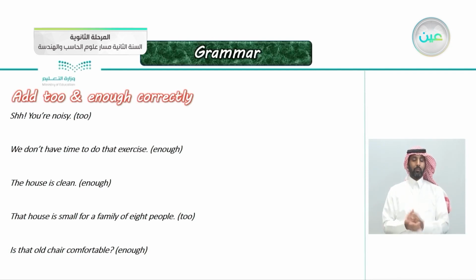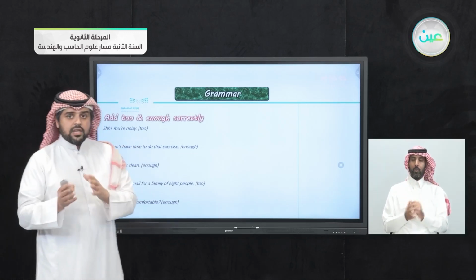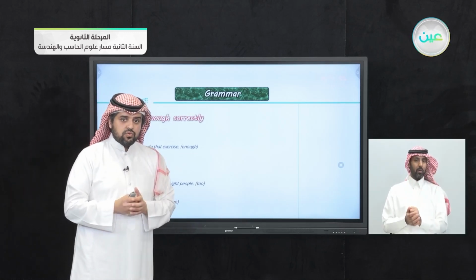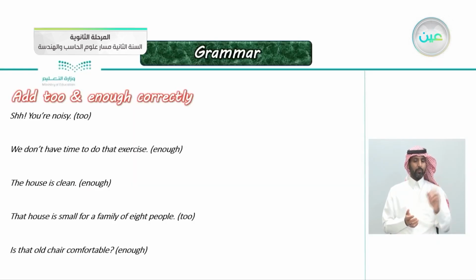So add too or enough correctly. These are some sentences. Try to put too or enough in the correct place. For example here, shh, you're noisy. Someone is shushing here. Shh, you're noisy, and the word is too. So where do we put the word too here? Yes, that's correct. You're too noisy.